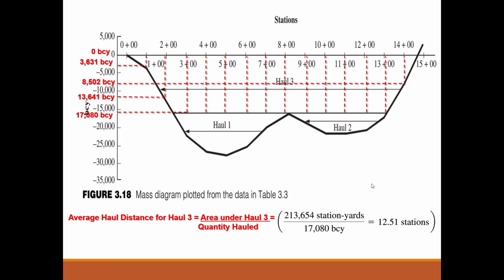This is telling you that, on average, the distance that is going to be traveled to move the cut from a station between, in this case, 13 and 14 all the way to station 0 and somewhere in 2 is going to be an average of 12 stations, 12.51 stations.